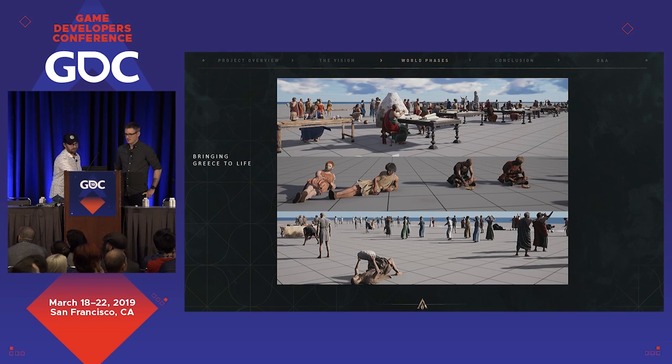We created over 450 individually motion captured stations for Assassin's Creed Odyssey, and we also built all of the props that we needed to make sure that they were using the correct items that they would do.